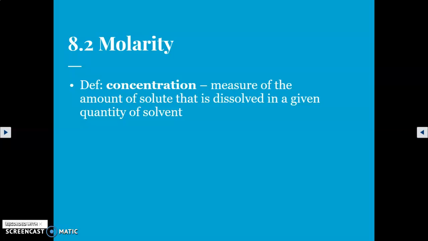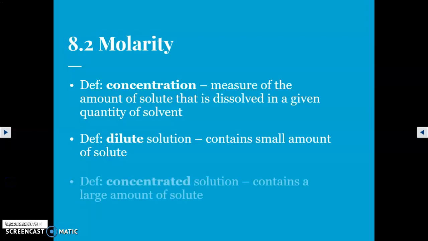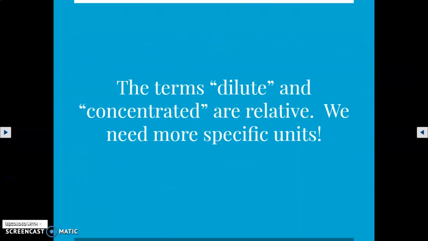Now, a lot of times we use really relative terms for this, like dilute. Dilute means that there's not a lot of solute in the solution. And the opposite of that would be concentrated. A concentrated solution contains a large amount of solute. But what's small and what's large? If you have a gram of solute, that's a pretty small amount. But if you dissolve that in like a milliliter of solvent, then that gram becomes a large amount of solute. So when we say the words dilute and concentrated, those are pretty relative terms.